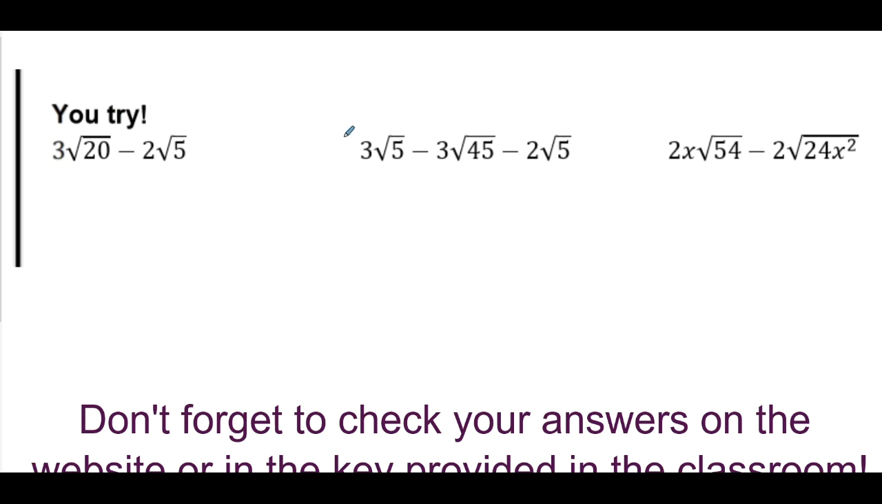All right, you guys try a couple. Your examples are very similar to mine, so try them. Use your notes to guide you.